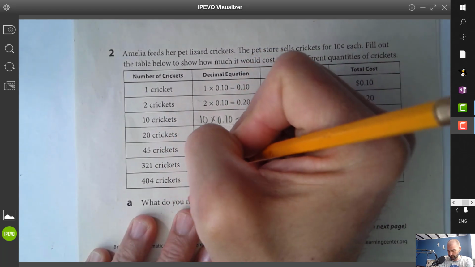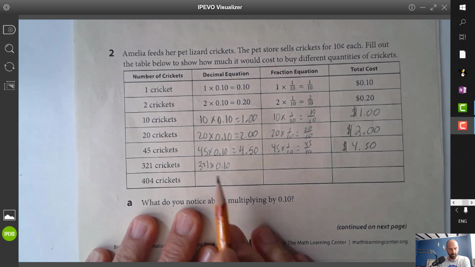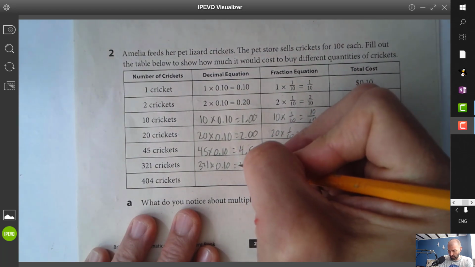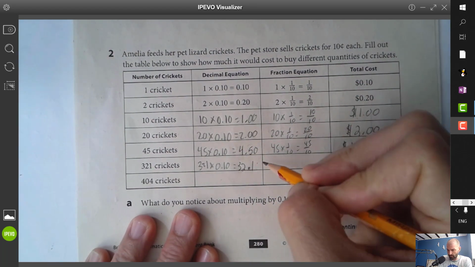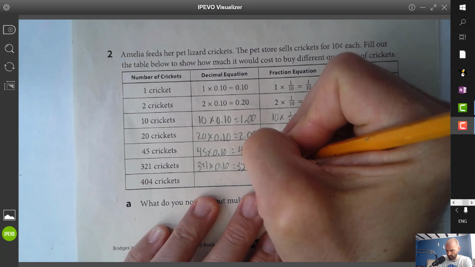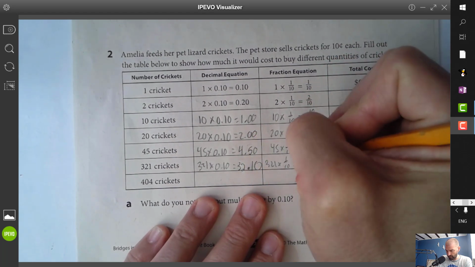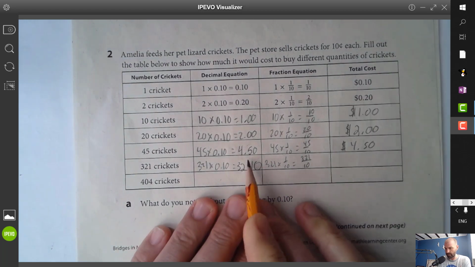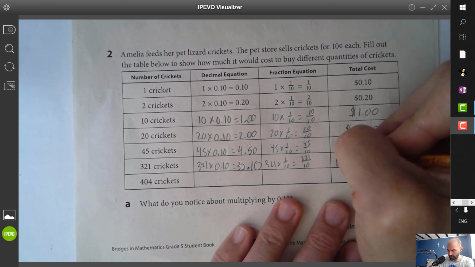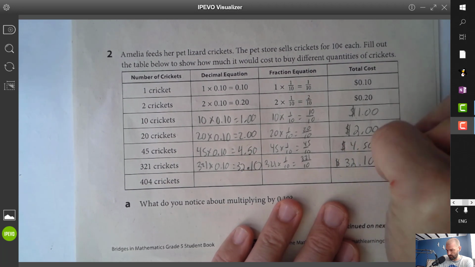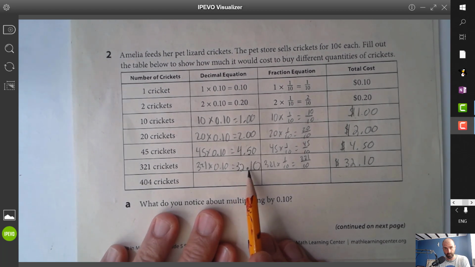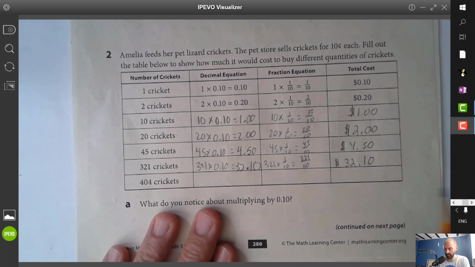321 crickets at 10 cents. Again, each digit is shifting one spot to the right, so my 3 is going to go from the hundreds to the tens. So that's going to be 32 and 1/10, or the tenths, sorry. So 321 times 1/10 is going to give us 321 tenths, which is another way to say this. We wouldn't say that, but we could. Money-wise, it's $32.10. We would not need the 0 here if we just said 32 and 1/10, talking about decimals, but for money, we would have to put that 0 there.